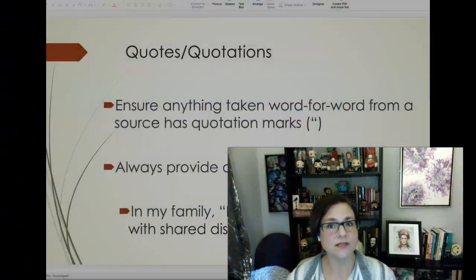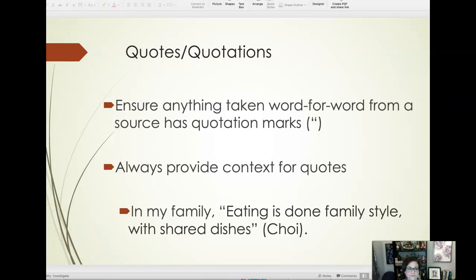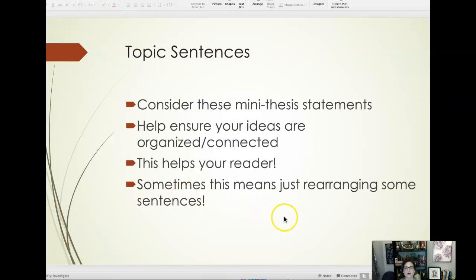You have to make sure that the quote fits into your paragraph. You're not just shoving it in there, and you have to make sure that your audience understands what the context is, right? So you have to do some work to help your audience for sure. This is something I've been commenting on quite a bit, and it's understandable.